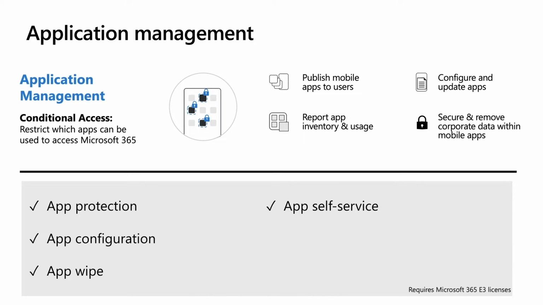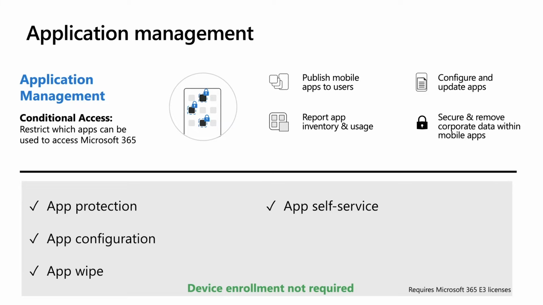Alternatively, we have application management. Application management differs from device management in that application management is focused on the configuration and protection of the apps themselves and the data contained within them, as opposed to the end-to-end protection of the device. Application management solutions enable the capability to publish apps, to configure those apps, and ultimately remove the data from those apps. But the key difference is application management solutions don't necessarily require device enrollment.